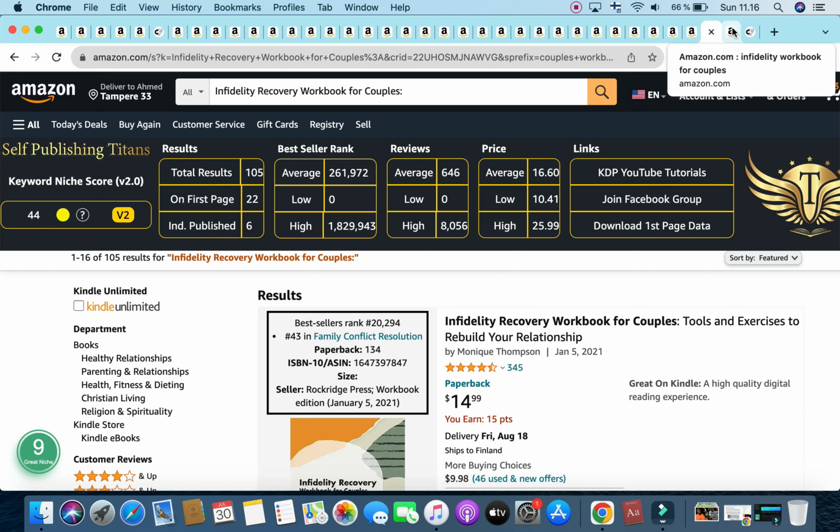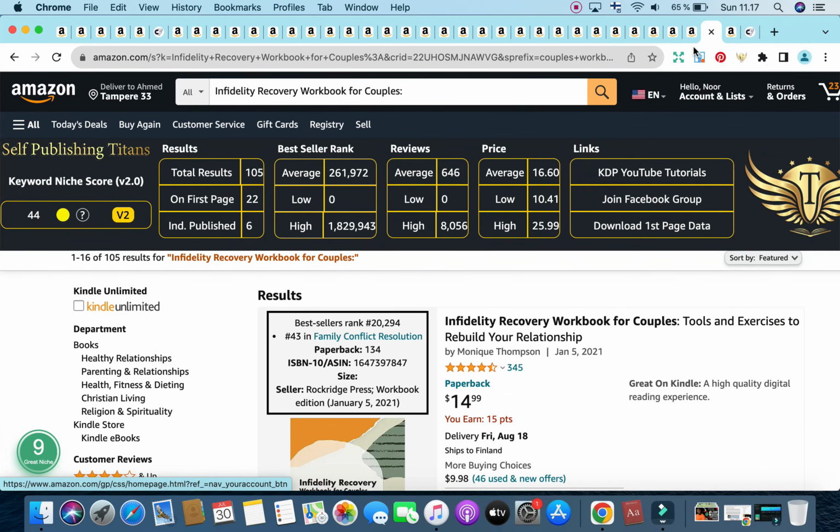So Infidelity Recovery Workbook for Couples has a great keyword niche score of 45 by Self-Publishing Titans, and a confirmation by the Amazon Scout Pro Chrome extension, which gives us a keyword niche score of 9, categorizing this as a great niche. Also, the total results are under 1,000, which is what we're looking for, at 105. The average bestseller rank is under 300,000, which is ideal, and it sits at 261,972, with average reviews of 646. The average price is $16.60. Great keyword, highly recommend you get on top of it.